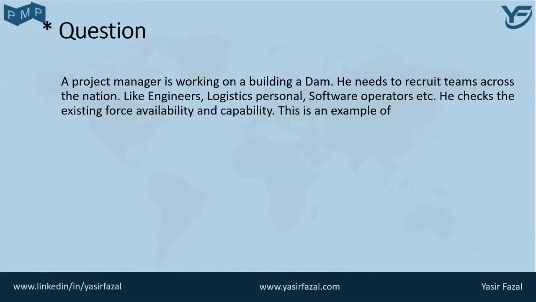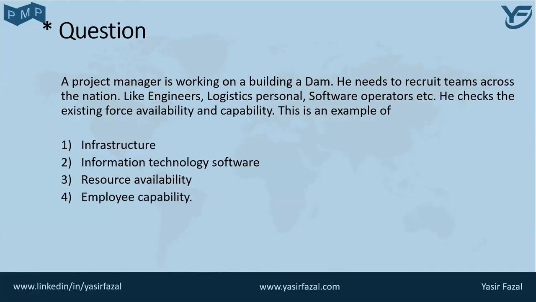So it is time for our star question. A project manager is working on building a dam. He needs to recruit a team across the nation, like engineers, logistics persons, software operators, etc. He checks the existing force availability and capability. This is actually an example of what? Infrastructure, information technology software, resource availability, or employee capability?